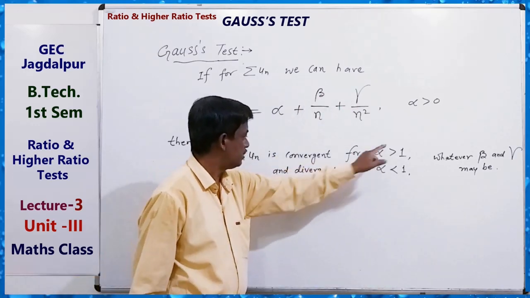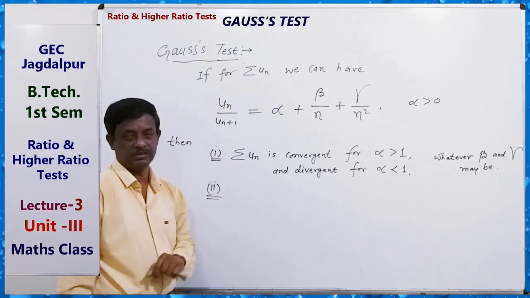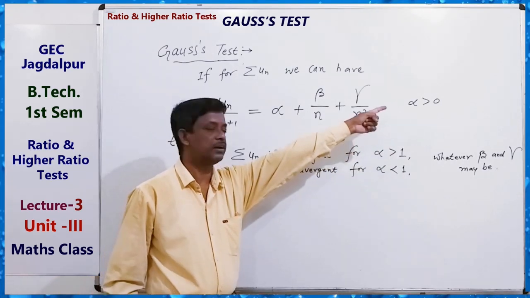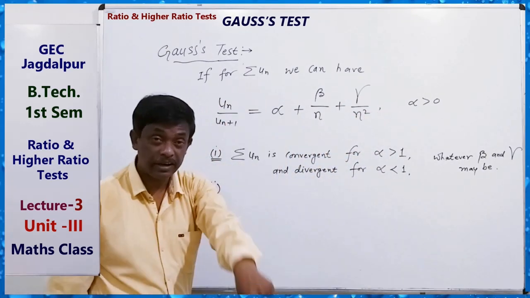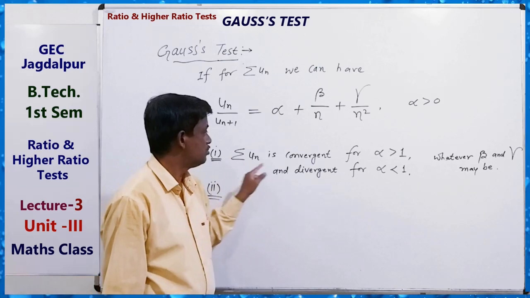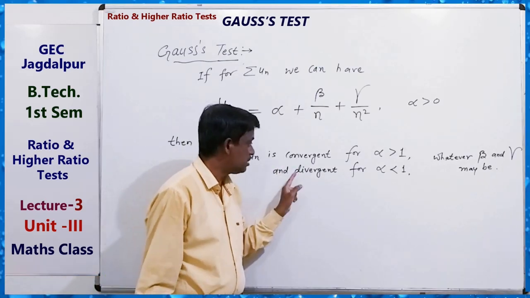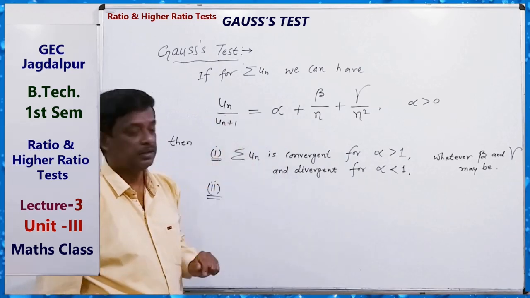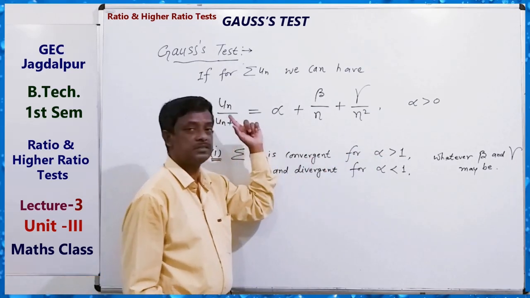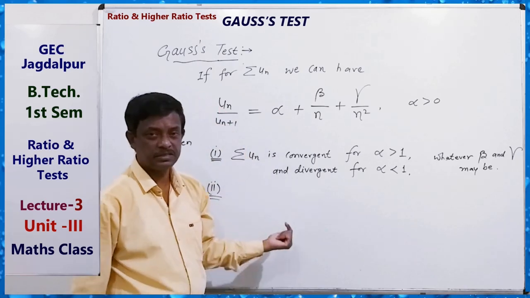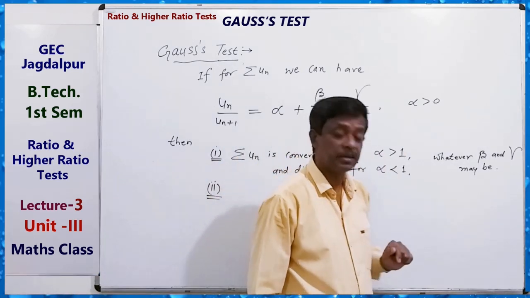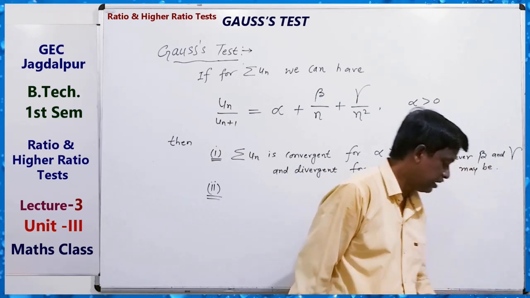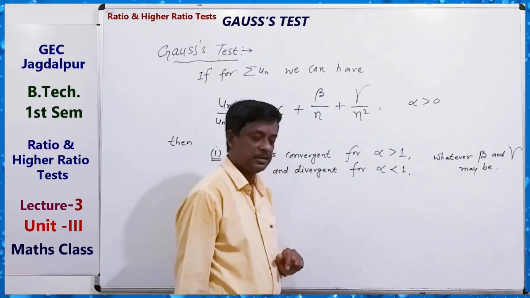If alpha is greater than 1, then the series will be convergent. If alpha is less than 1, then the series will be divergent. If we can write it in this format, then alpha greater than 1 gives a convergent series, alpha less than 1 gives a divergent series, and alpha must be greater than 0.